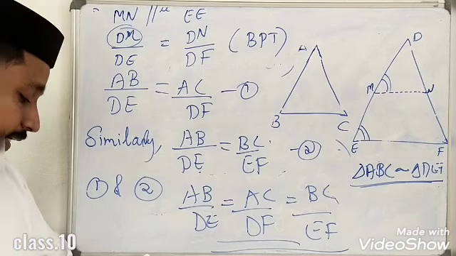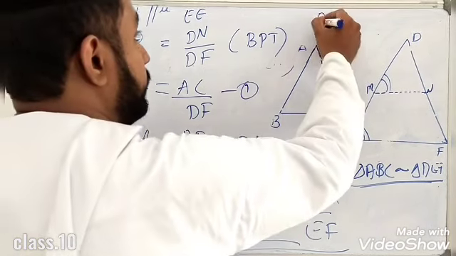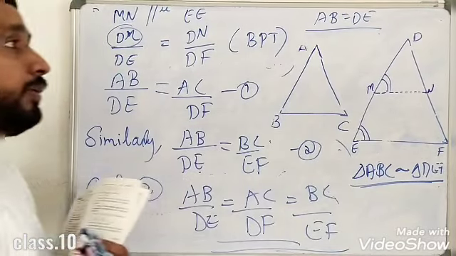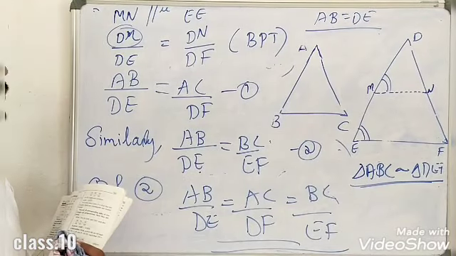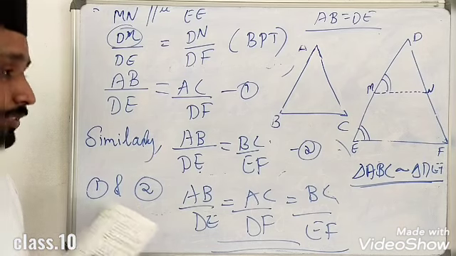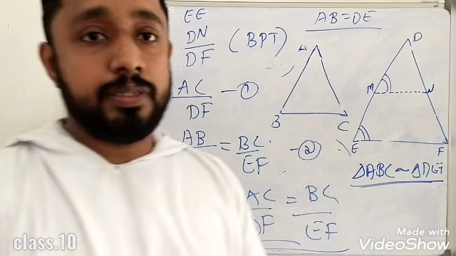So first we take the condition AB is equal to DE. This is the first condition, AB is equal to DE. Then we have to prove AB greater than DE and AB less than DE. All these things we have to complete.